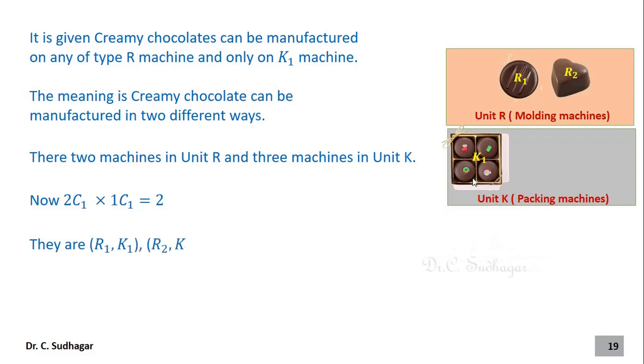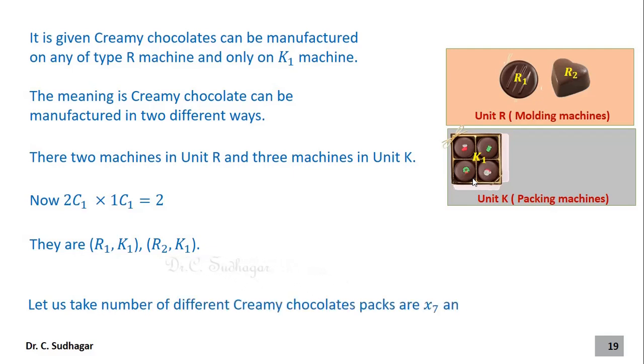R1K1, R2K1. We have already used the variables up to 6, so we will use the next two variables. So X7 is R1K1 and X8 is R2K1 that can be manufactured. So these two are creamy chocolates in square boxes. Okay, so now this is with respect to creamy chocolates.